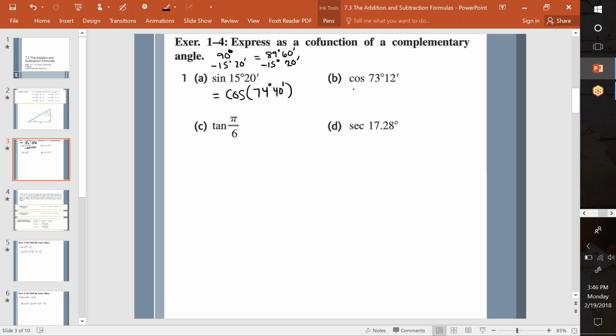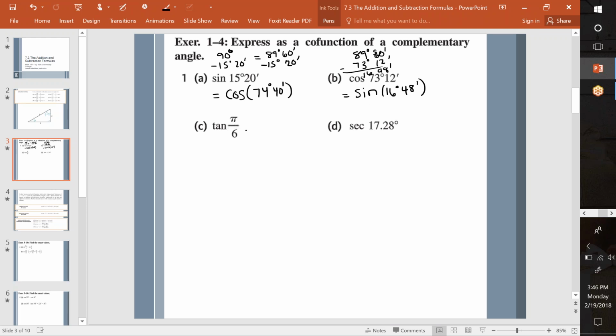So let's do the cosine one. We know that cosine has that relationship with sine. Again, we're going to write 89 degrees, 60 minutes minus the 73 degrees, 12 minutes. So that's going to be 48 minutes and 16 degrees. So 16 degrees, 48 minutes.